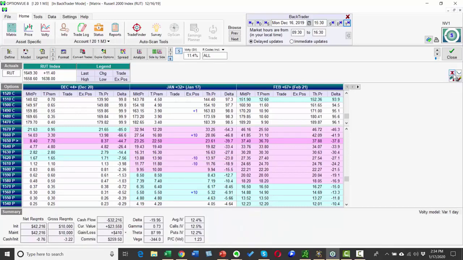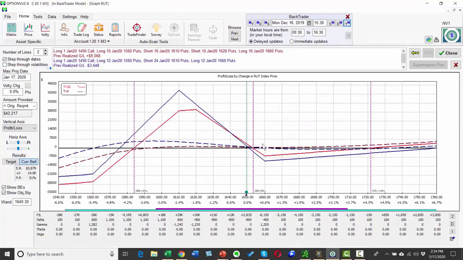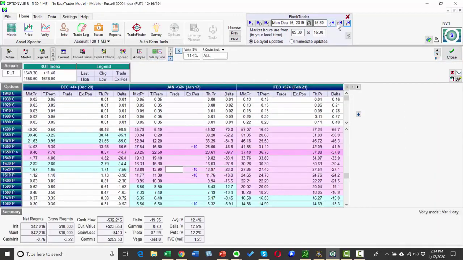And let's make that happen. And that's going to give us a position that looks like this in our matrix and looks like this on our analytical graph. So we went from the position in blue to the position in red. All right, let's go to our next adjustment.